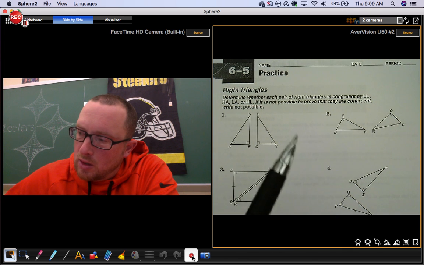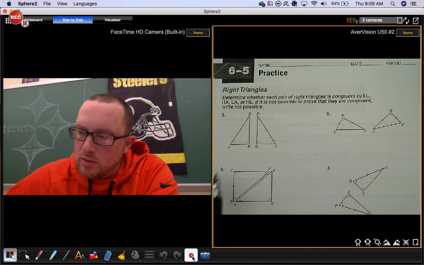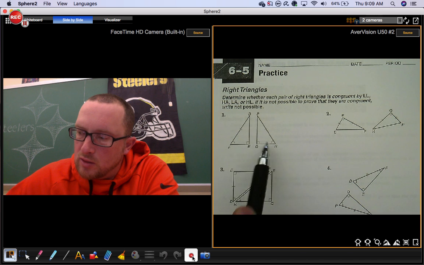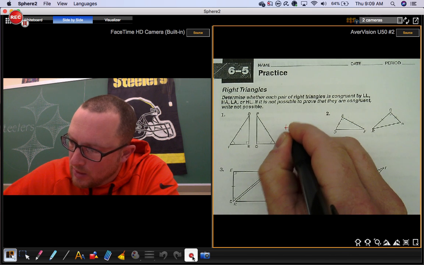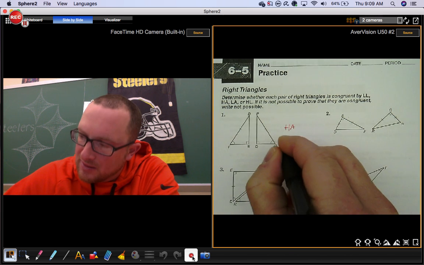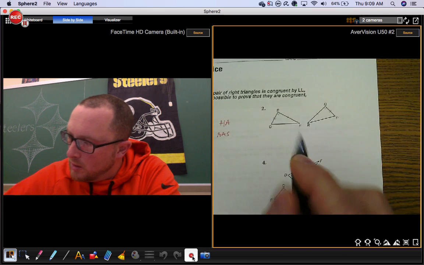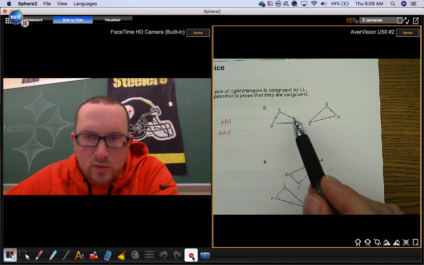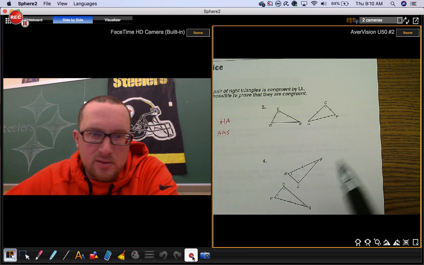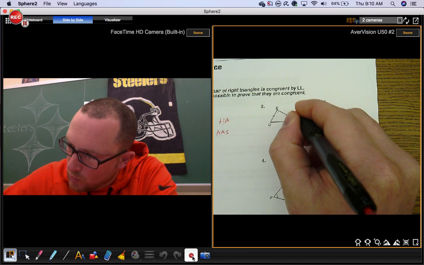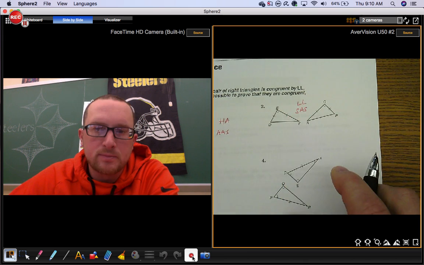So we got some right triangles. We have congruent hypotenuses and congruent acute angles. So we'll call that HA. Now remember, that's the same thing as angle, side. Number 2, we got right triangles, we got congruent legs and congruent legs. So that's your leg, or side angle side.